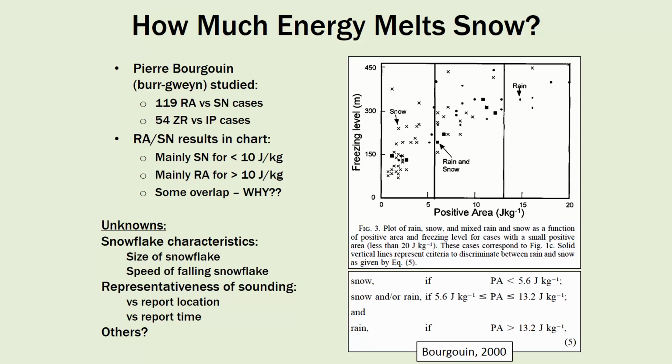But there is some overlap, and the reason for that is there are some unknowns there. Snowflake characteristics, the overall size of the snowflake, and the speed. The terminal velocity is assumed to be constant here, as we said on the first slide, but that isn't necessarily the case. You also have problems with the representativeness of the sounding, possible model errors as well in the forecast. So there still are some unknowns.